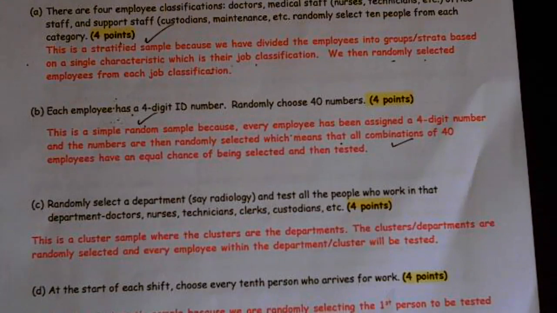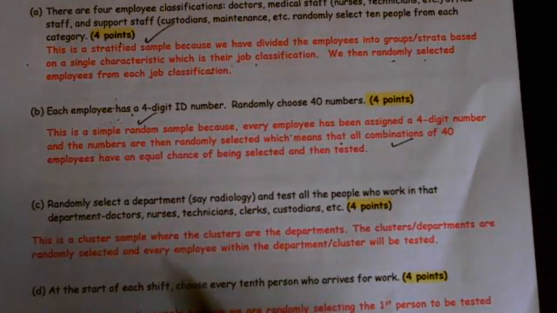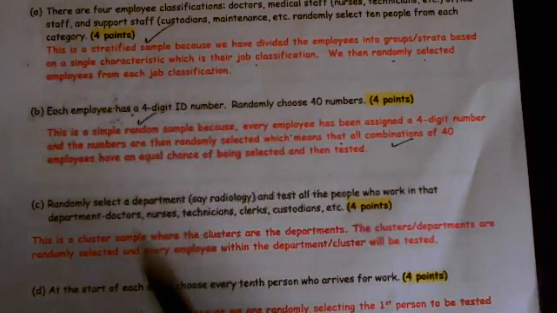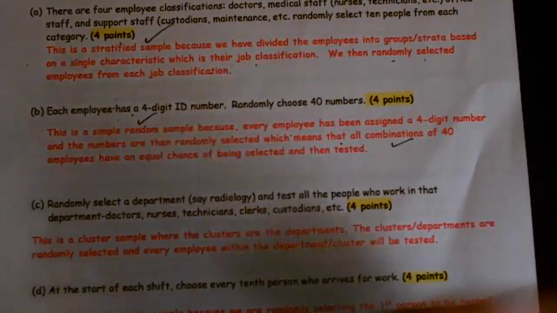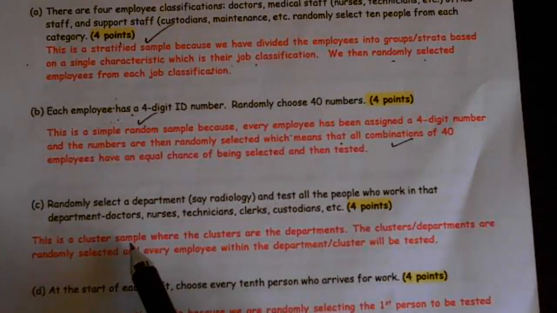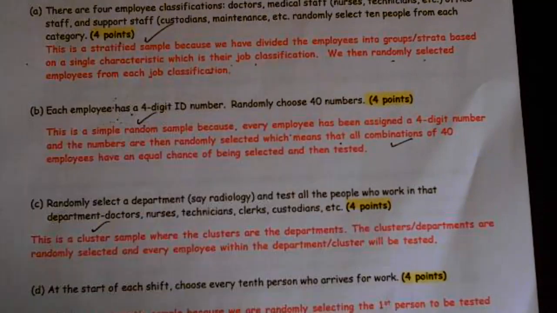Then it says randomly select a department and test all the people who work in that department. So we're selecting a group. And by the way, anytime we're selecting groups, it's either going to be stratified or a cluster. So we're selecting a group, and so this is a cluster sample. And if you named it correctly, that was worth 2 points.